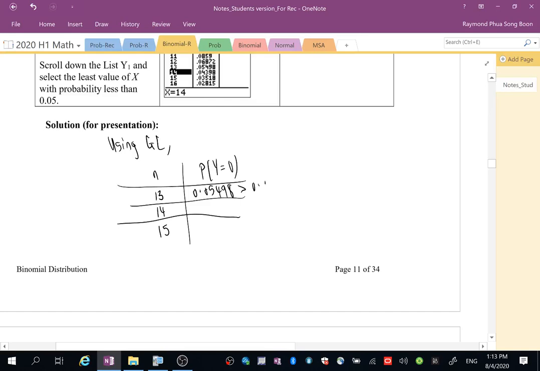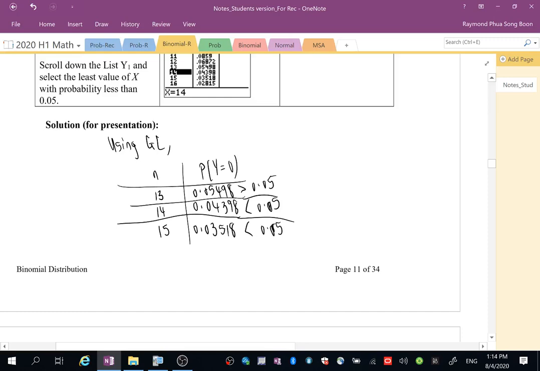So from the GC, you can see for n equals 13, it is 0.05498, and this value is greater than 0.05. From the GC, for n equals 14, the value is 0.04398, and this value is less than 0.05. For n equals 15, from the GC, you can see the probability of Y equals 0, or Y1, is 0.03518. So this is also less than 0.05.